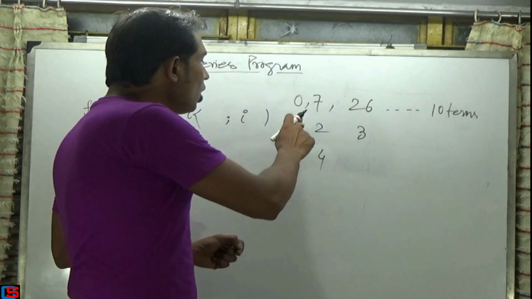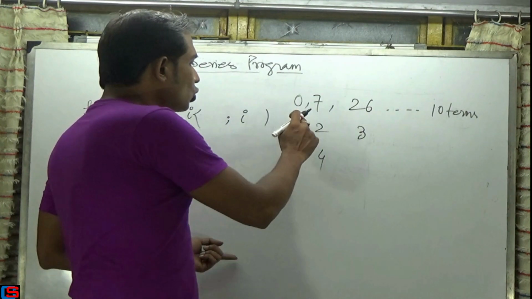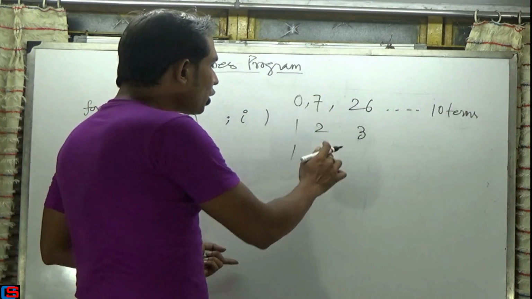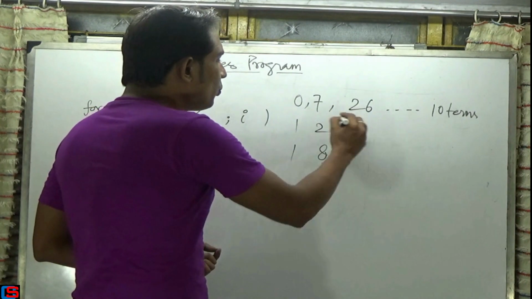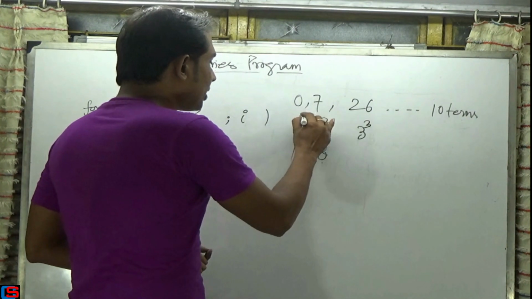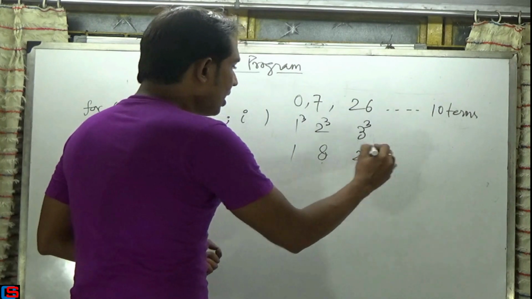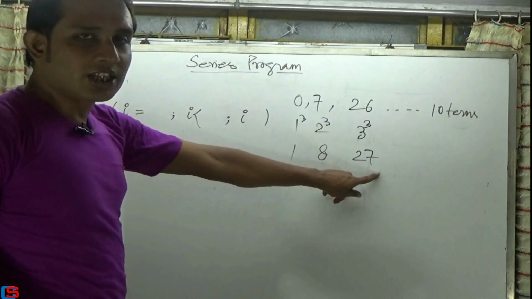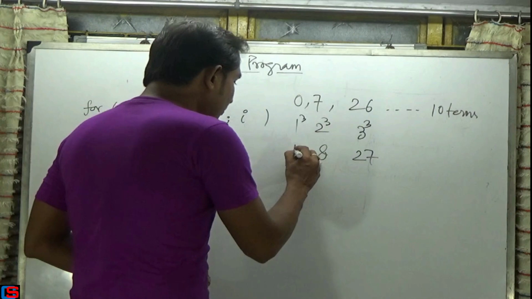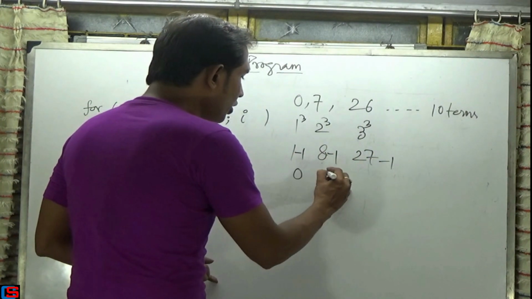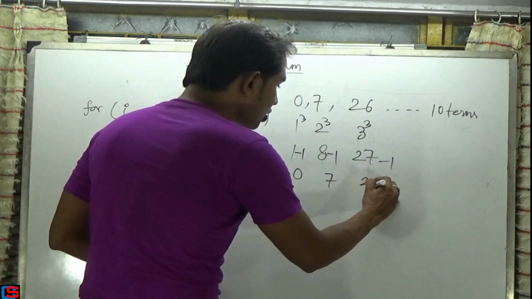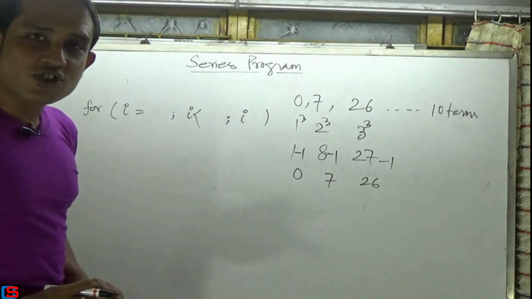So I'm going to just cube this number. So 1 square 1, 2 cube it becomes 8. Okay, 8, and 3 cube, so 3 cube it becomes 27. And after generating this number, if I'm just going to subtract 1 from each individual number, then it becomes 0, it becomes 7, and it becomes 26. So this series is generated.